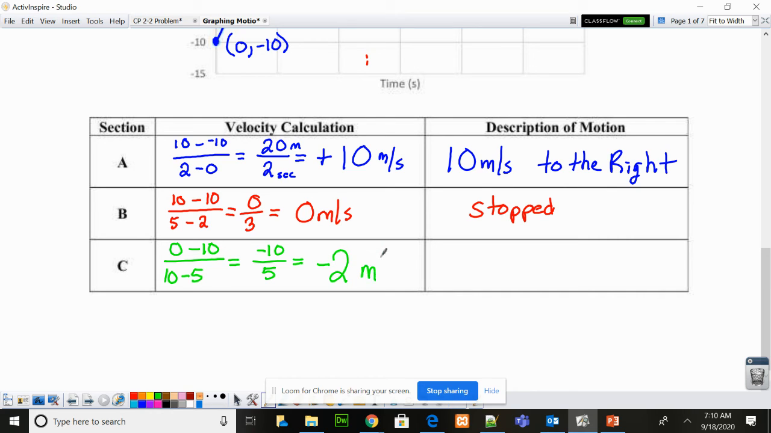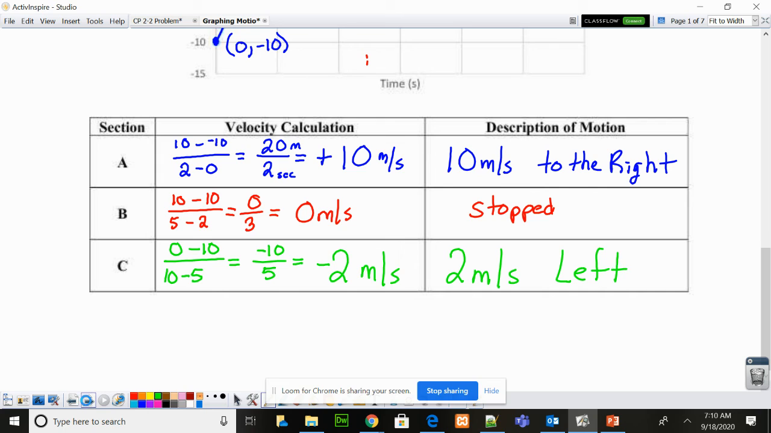Again, my units are meters per second because the top was measured in meters, the bottom in seconds. I know it's a velocity, and the negative simply means we're going left. So I'm going 2 meters per second left. I could write to the left, but I'm just going to say 2 meters per second left.